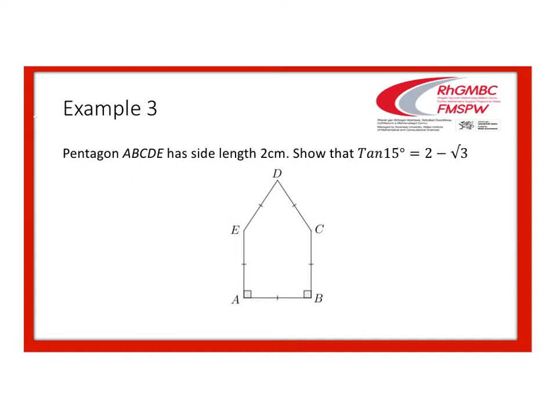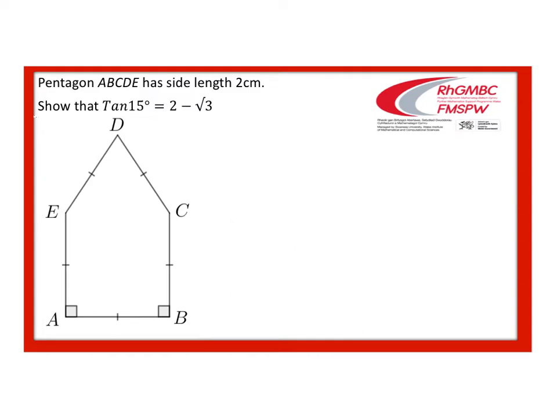Example 3 says pentagon ABCDE has side length 2 centimeters. Show that tan 15 degrees is equal to 2 minus root 3. Have a go at the question. Pause the video, have a go at the question, and when you're ready, press play to see the solution.